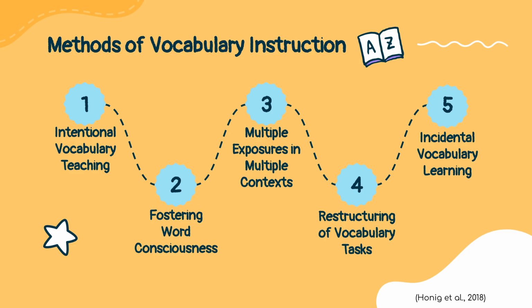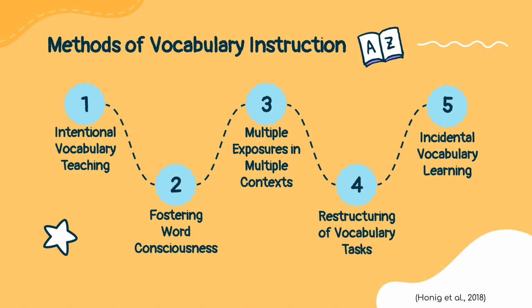The second is fostering word consciousness. This is when you create an awareness and interest in words, encouraged through encouraging adept diction, through wordplay, and through research on word origins. The third is multiple exposures in multiple contexts. Students have to see a word more than once to place it in the long term memory. You want them to be able to see words in multiple contexts.